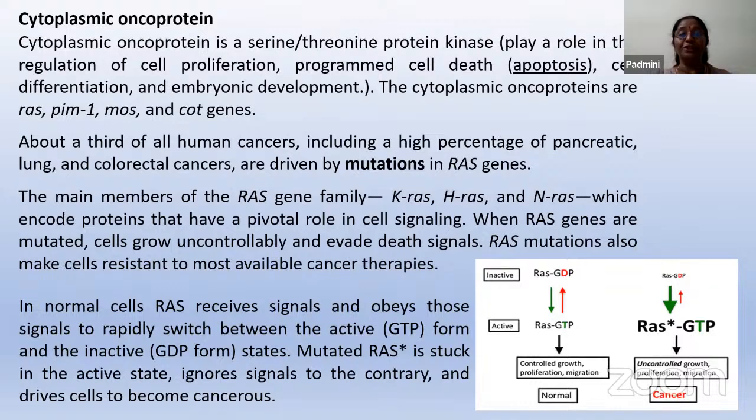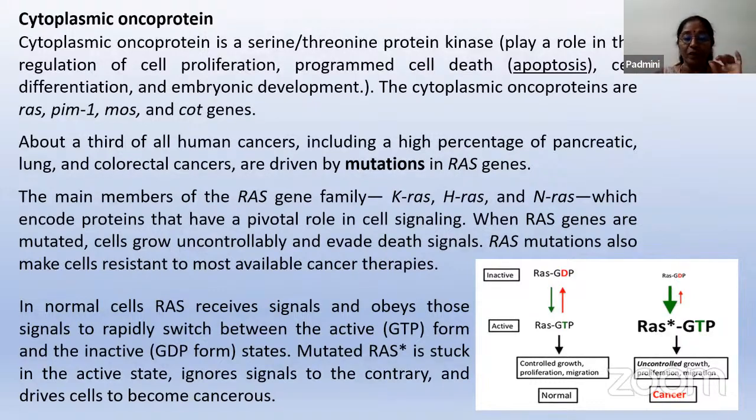But what happens during mutation? During mutation, the RAS is stuck in the active GTP state. That is, the GTP is not becoming GDP. It ignores the cell signal and drives the cell to become cancerous.